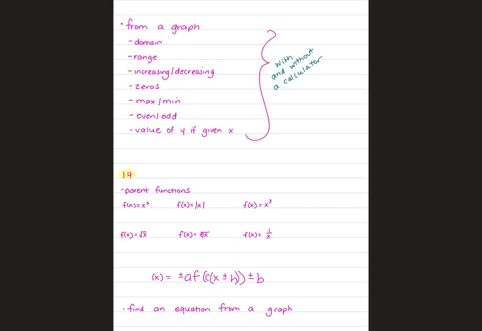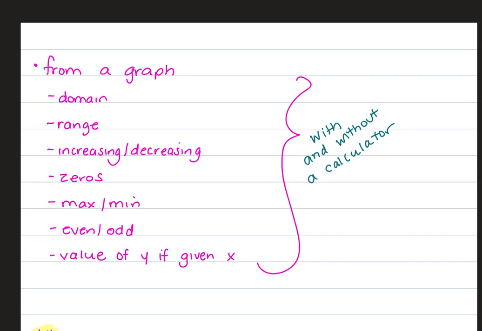Okay, then came all the stuff from a graph. This was in 1-3, and I want to stress, you're going to get this with and without a calculator. If I give you the graph, you should be able to answer domain, range, increasing, decreasing, zeros, max, min, even, odd, and the value of y given a specific x, like if it said f of whatever, or find the value of y if x equals something. You should be able to find that without a calculator, and you should also be able to find it from a graph you have to graph on your calculator.